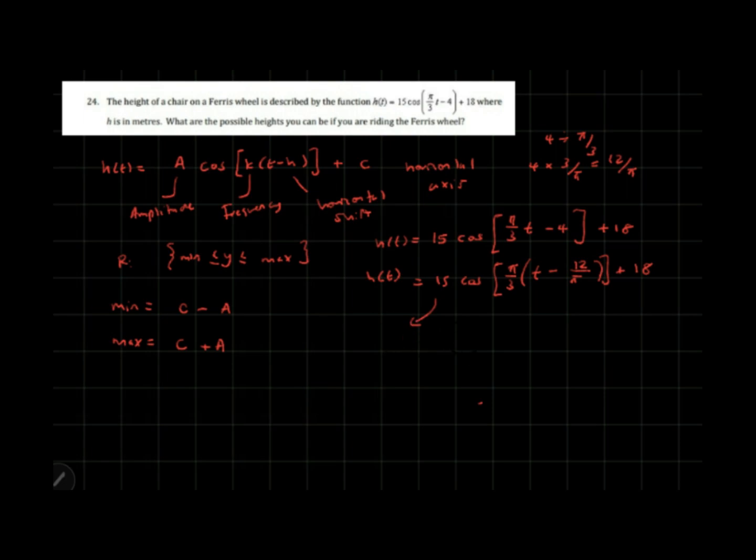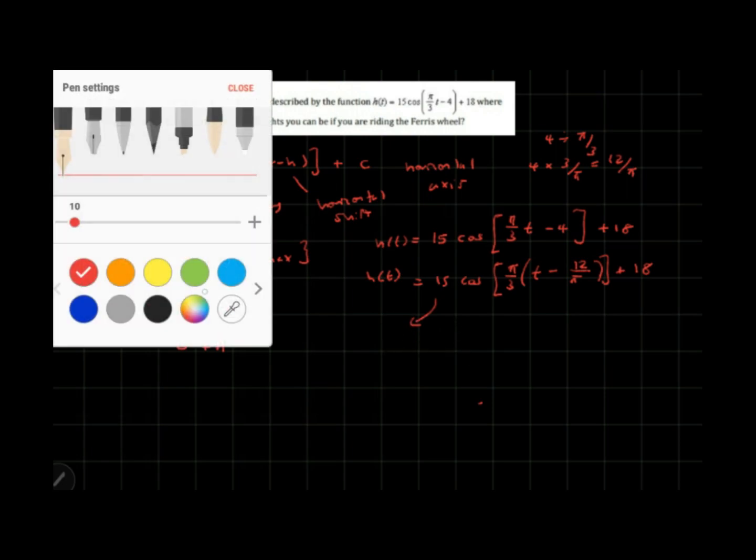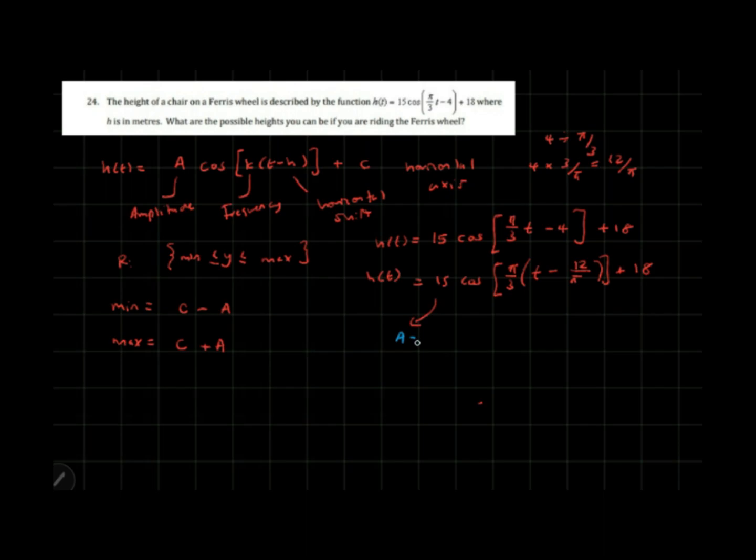Maybe let's just use a different color for this. Our amplitude here is 15. Our horizontal axis here is 18, right? And we can actually find our minimum and maximum by using the amplitude and horizontal axis. So the horizontal axis is 18 minus the amplitude 15, which is 3. So the minimum height is 3 meters, right? Because height is in meters. And the maximum height is 18 plus the amplitude, which is 15, which is going to give us 33.